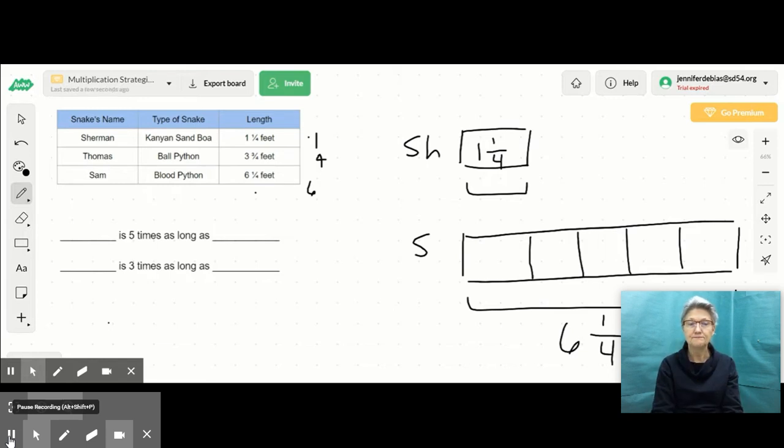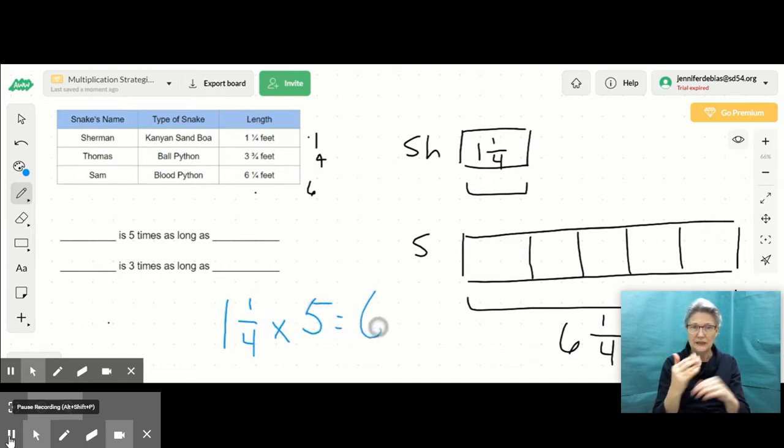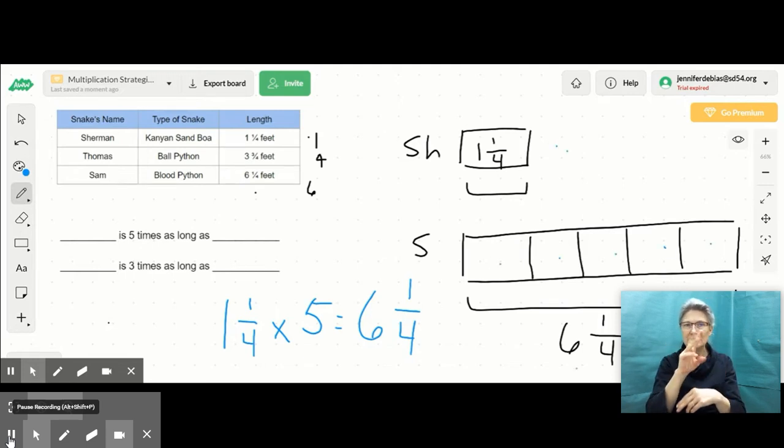Okay, so now I'm going to write out an equation. And it kind of seems like I'm working backwards because I have my total lengths of the snakes, but I don't know what snakes I'm comparing. So let's give this a try. So I would say 1 1/4 times 5 equals 6 1/4. Is that a true statement? Let's figure it out, because that's what I'm guessing: Sherman's 1 1/4 times 5 would equal the 6 1/4.